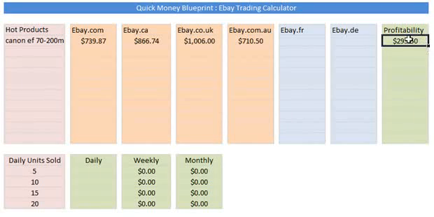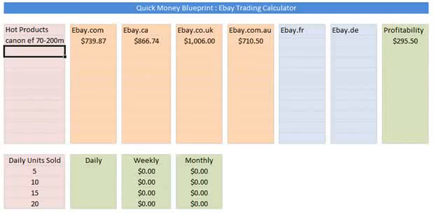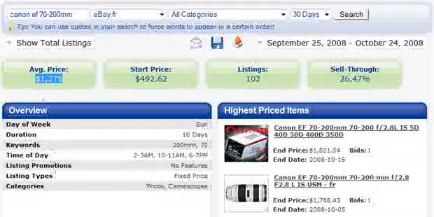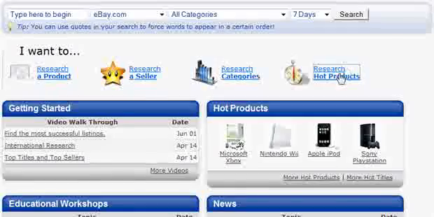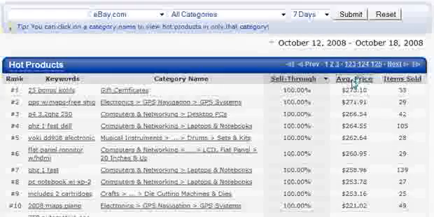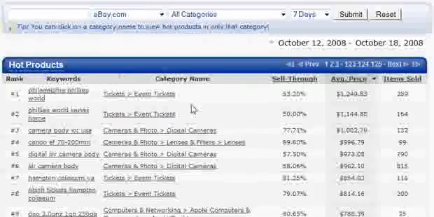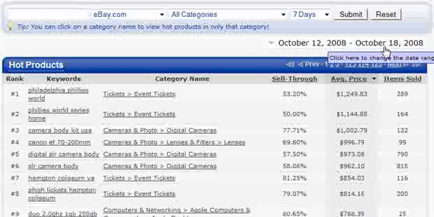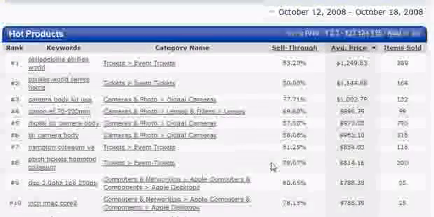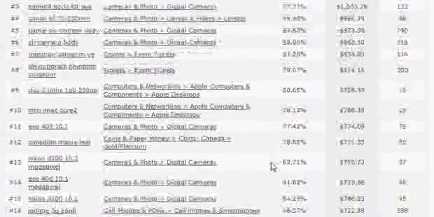So now that you see that, and that's the Canon one, let's jump back over and look for another hot product, because that was just one idea. I just want to show you there's way more than just one idea out there. This hot product list is showing October 12th to October 18th. You can choose any date range right here. You can even put in just the current day and see what the hot products are for that day, to get all kinds of new ideas.